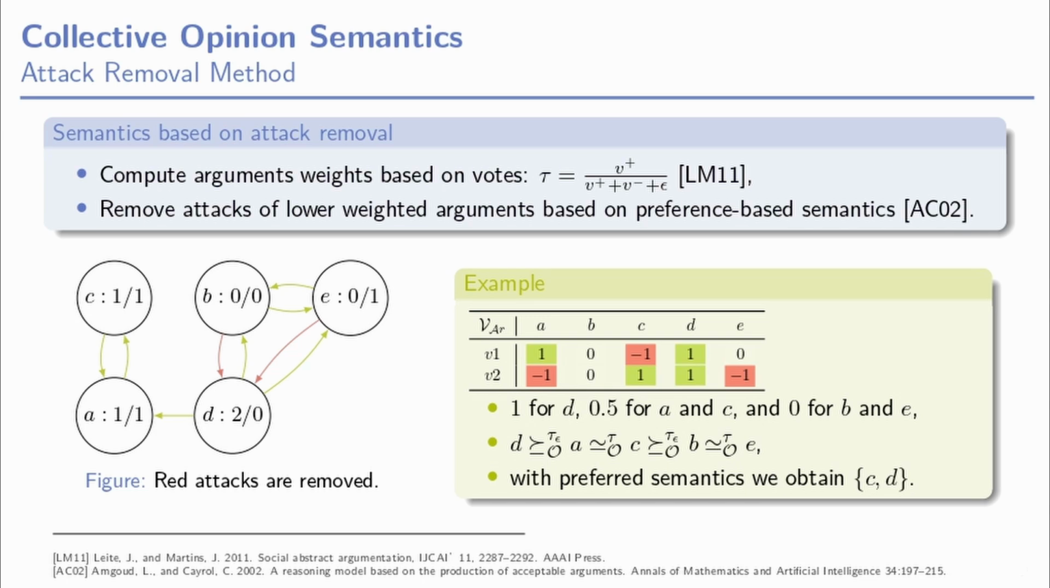Because we did not find many works solving this issue in the literature, we decided to start by defining a straightforward and naive method to act as a baseline. This is what we call the attack removal semantics. To define the semantics, we use 2 works from the literature. This works in 2 steps. First of all, we calculate the initial weight. This is using the initial weight function from Leite and Martins in social argumentation frameworks. Then, we remove the attacks of the lower weighted arguments using preference-based semantics, introduced by Amgood and KR'.